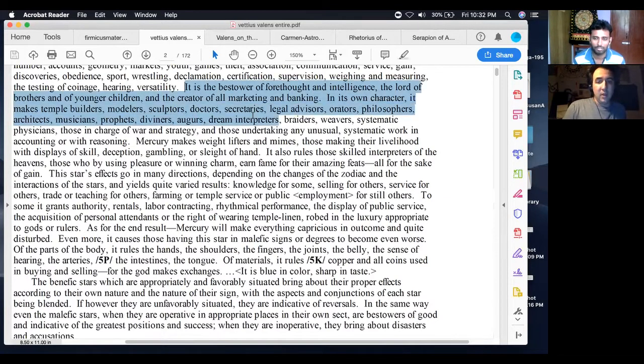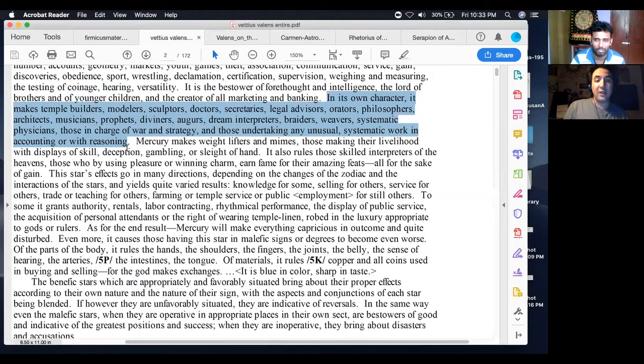Yes. So if you keep looking at this stuff, it's just a ton of stuff. I'm going to skip through some of it, but I love this. Doctors, secretaries, orators, philosophers, architects, musicians, prophets, diviners. What you're seeing here is a very diverse series of professions that Mercury can rule over. It can be a secretary or it can be a physician, very diverse, and they reflect different sides of Mercury very much.